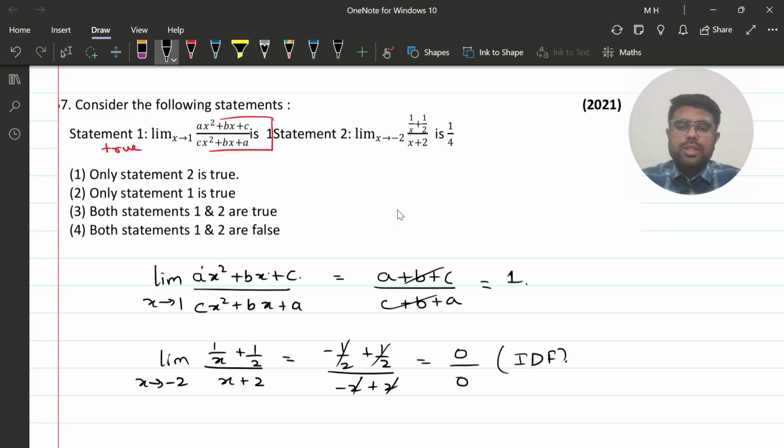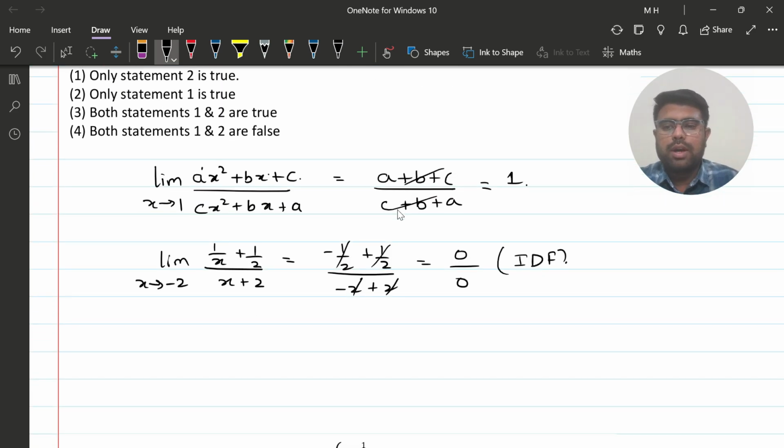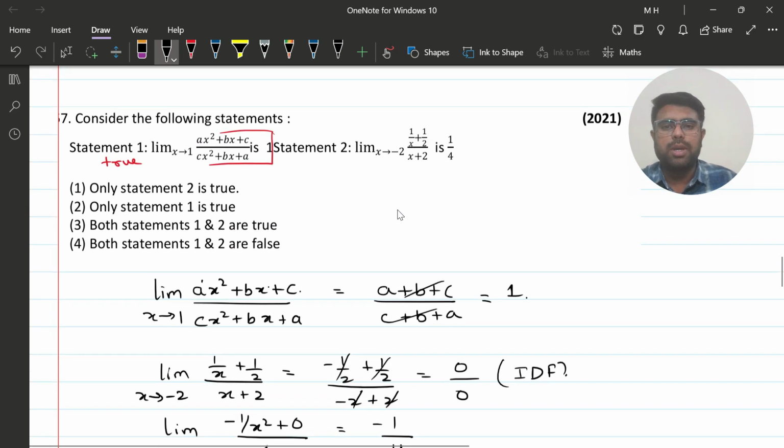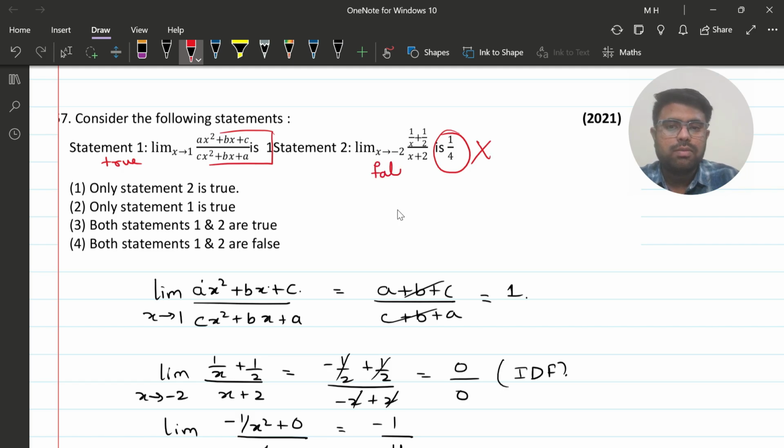So what should I do with this now? I will try to apply L'Hospital's rule. So it is equal to minus 1 by x square divided by 1 as x tends to minus 2, which is equal to minus 1 by (minus 2) whole square, which is 4, and then divided by 1, so it is going to be minus 1 by 4. But what they have given here is 1 by 4, which is wrong. So therefore statement 1 is true and statement 2 is false.